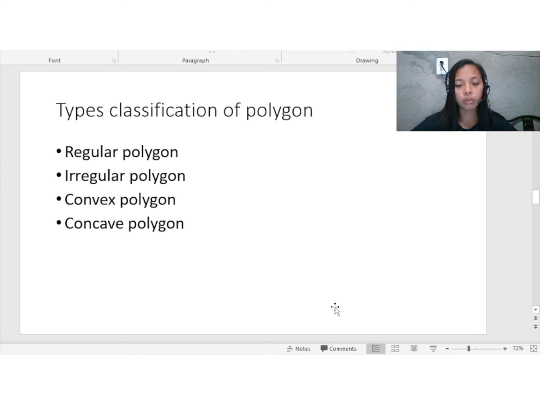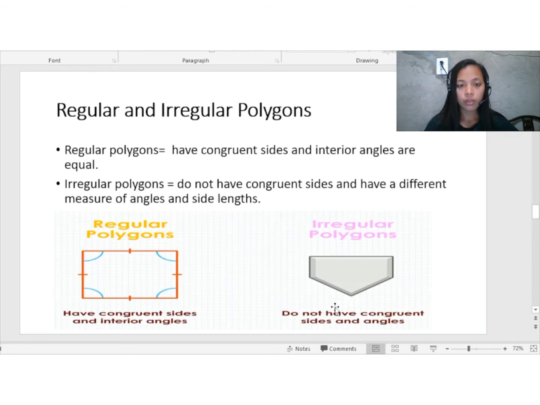In polygons, there are types depending on the size and angles. The polygons are classified into different types, namely regular polygons, irregular polygons, convex polygons, and concave polygons. Now let's move on to regular and irregular polygons. Regular polygons have congruent sides and equal interior angles, while irregular polygons do not have congruent sides and have different measures of angles and side lengths.